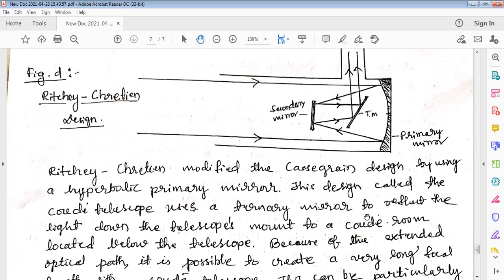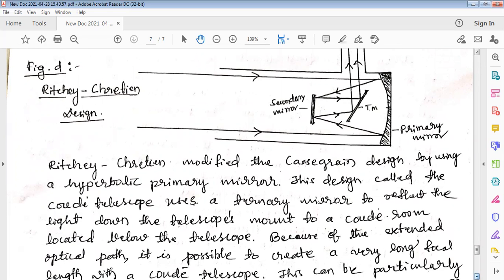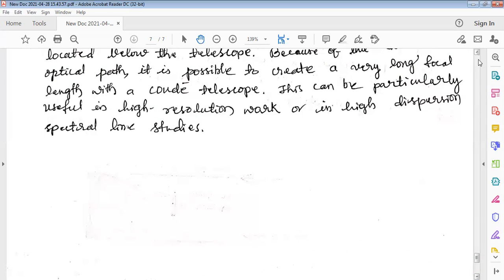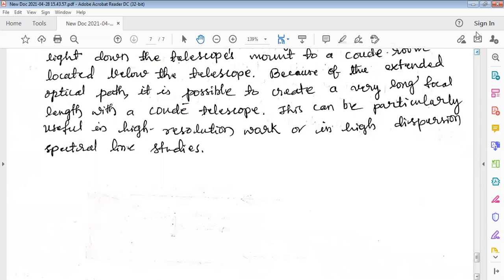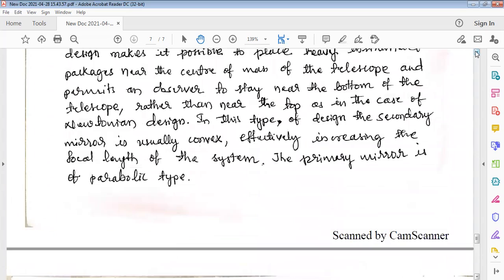So it's all about reflector type of telescopes, and the different designs that are there.